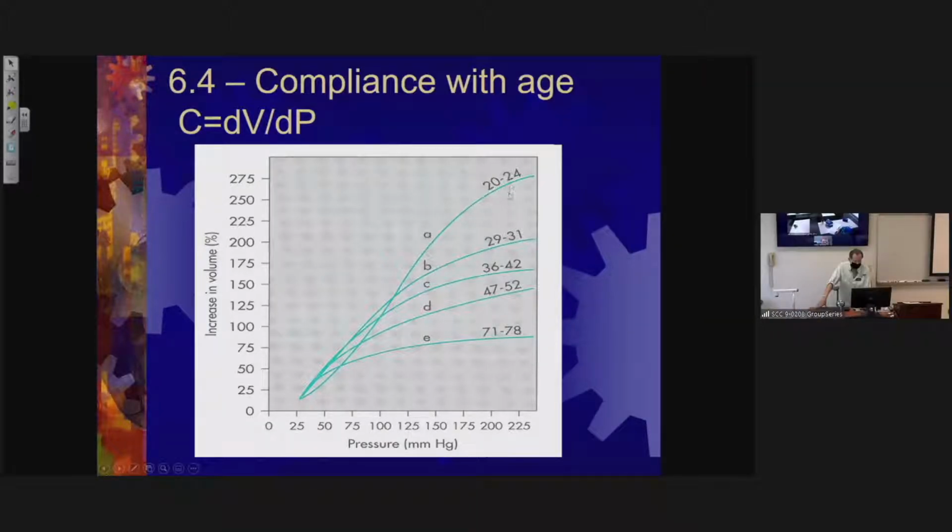And look at these age groups. These are different age groups, and it shows the compliance of your aorta, and it's basically the elastin. It's called elastin. How much elastin do you have? And that wears out and degrades over time.